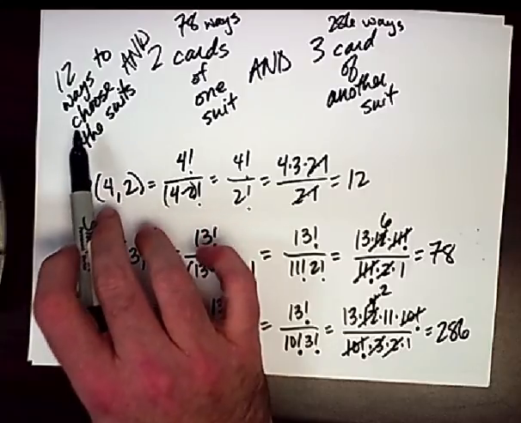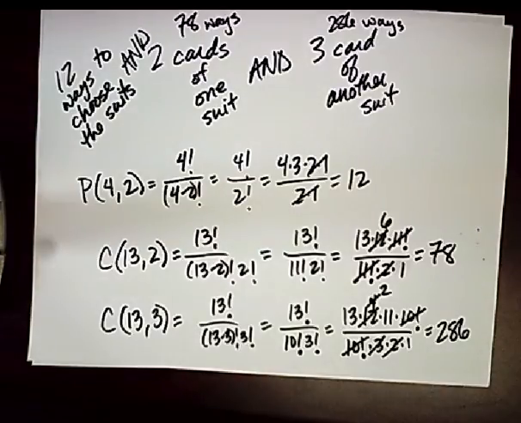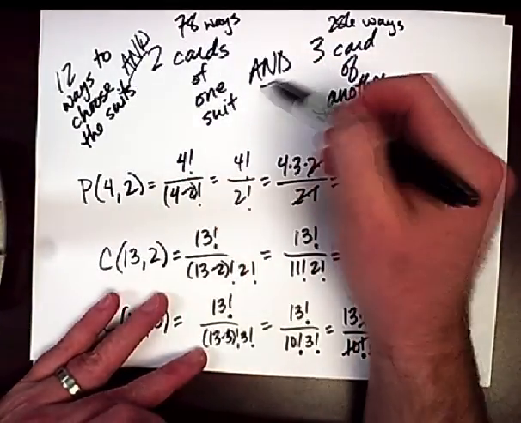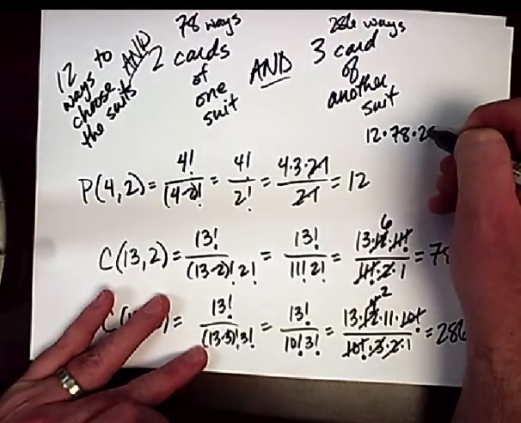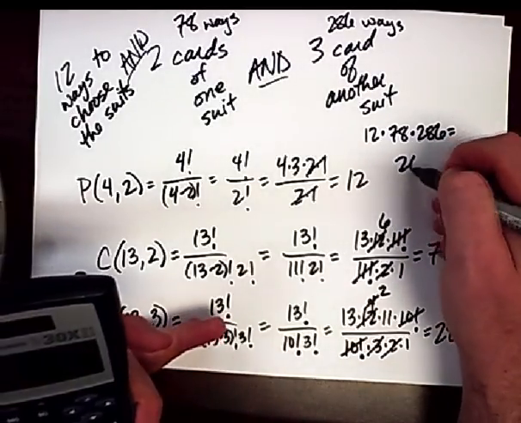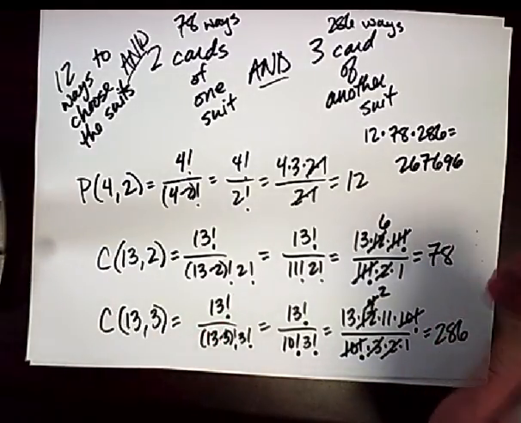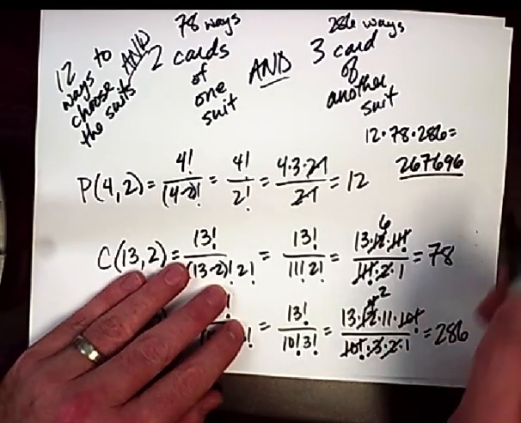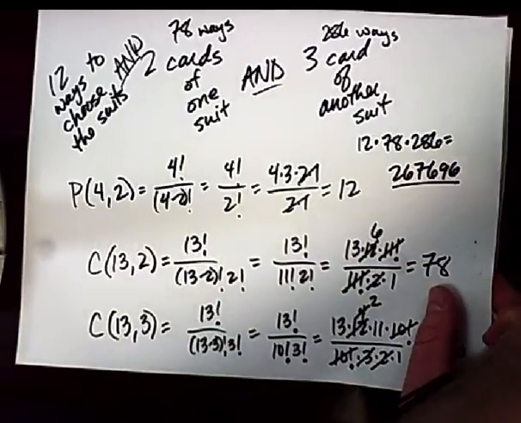So for each two suits you choose, there are 78 ways and 286 ways. And remember I told you that 'and' always means multiply. So we're going to do 12 times 78 times 286. And we get 267,696. Okay? So there are that many ways to get what we want. There's that other huge number of possibilities.